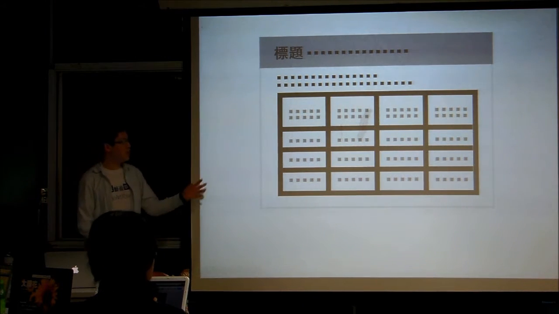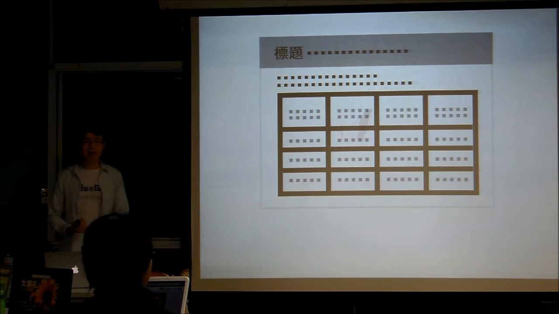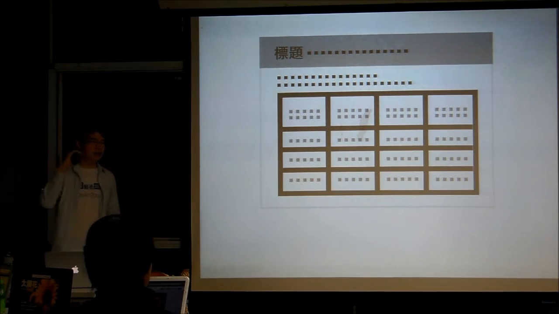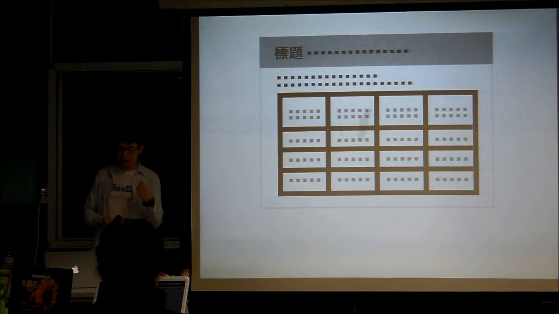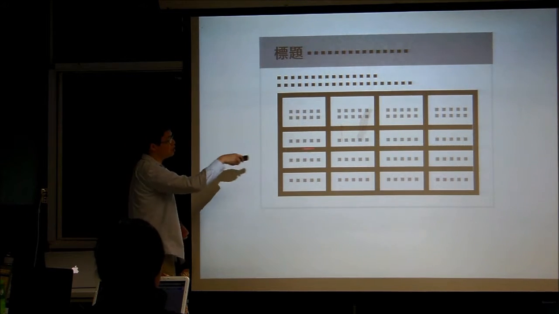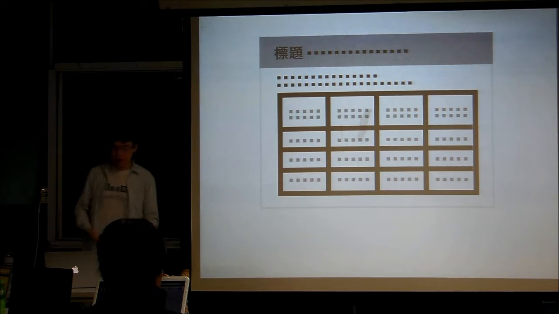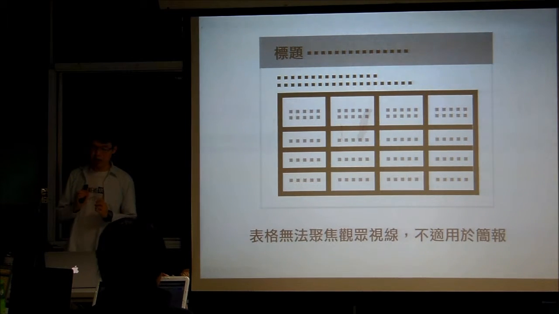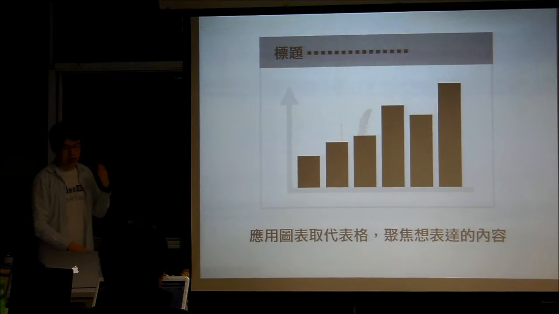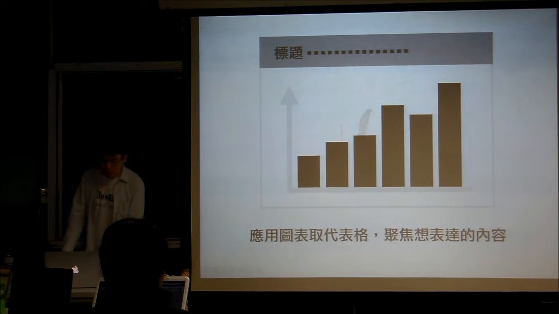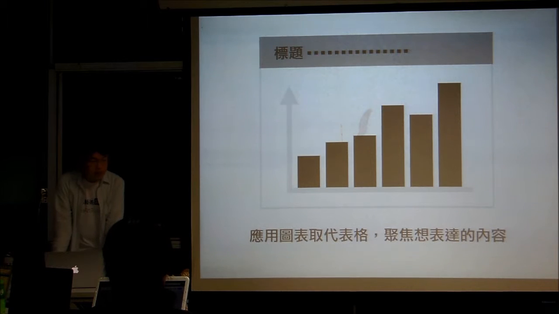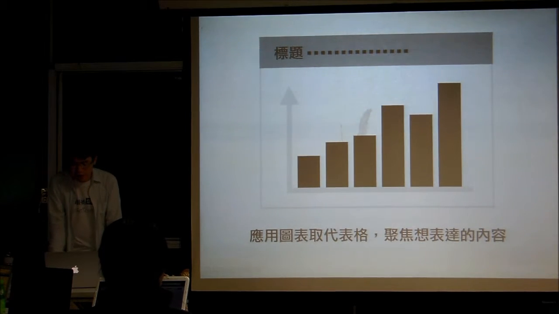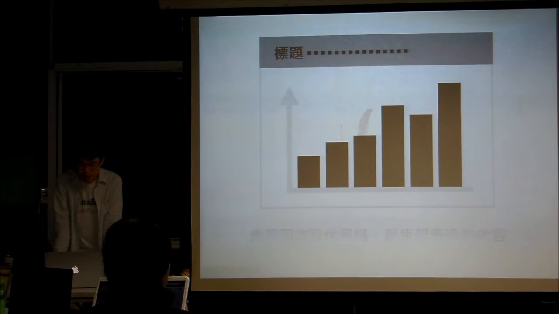You want to show some tables on your slide. A table has a lot of ways to see it. You can see here, here, or here. So it is not good to use a table to focus your audience's attention. What you can do is change it into charts. And you can also use some things to focus on what you want to convey, just like this.